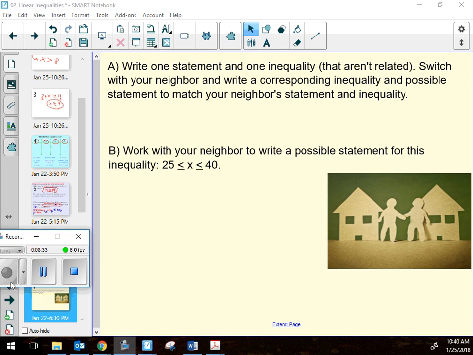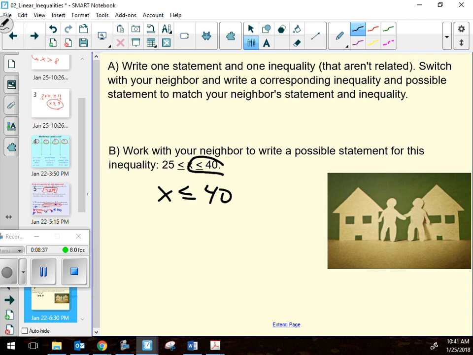Okay, so here's what I'm hoping. I'm hoping you have X is less than or equal to 40. That one was simple because the X was on the left in the first place. And the other one, you'd say X is greater than or equal to 25. Notice when I switch the spots, I have to switch the sign to the other way. Raise your hand if you had those two statements. Okay, good. Then let's move on.